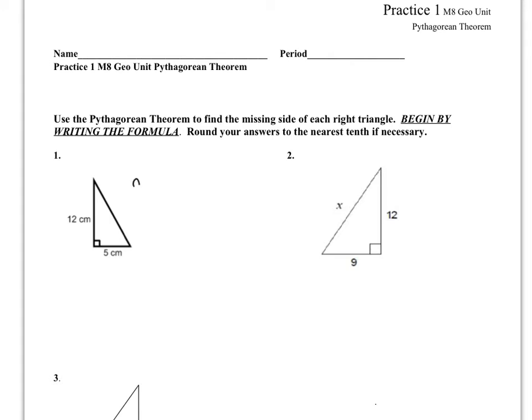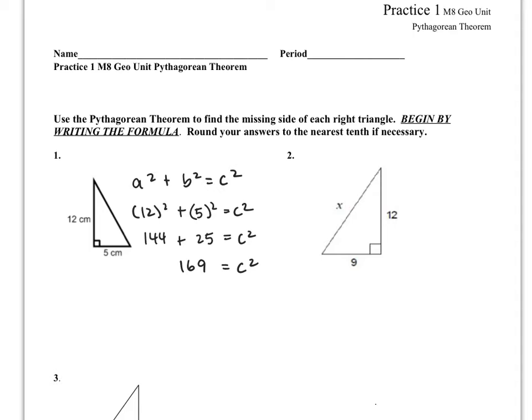Problem 1, I'm going to start by writing my formula. a squared plus b squared equals c squared. I'm going to substitute in the length of my legs, which are the two sides that form the right angle. Then I'm going to square those. 12 times 12 is 144, and 5 times 5 is 25. When I add 144 plus 25, I'm going to get 169.